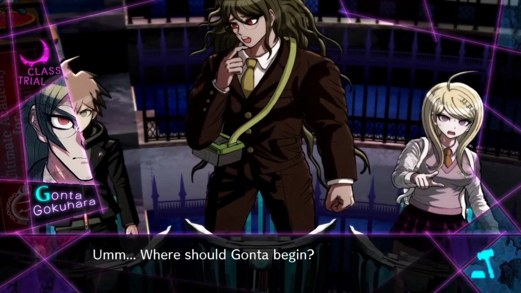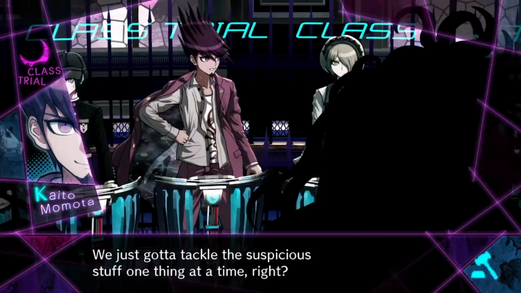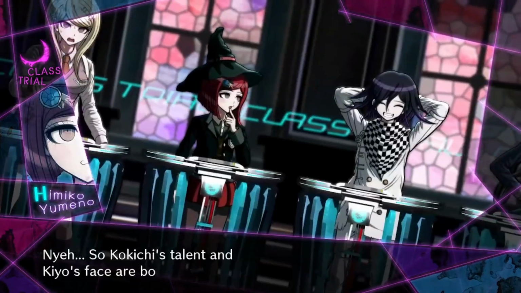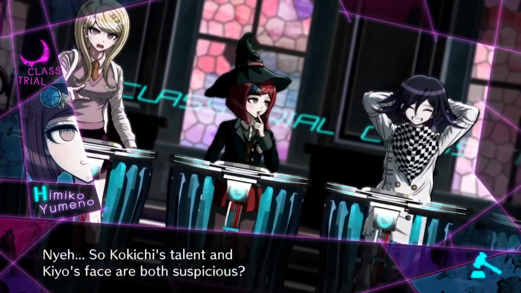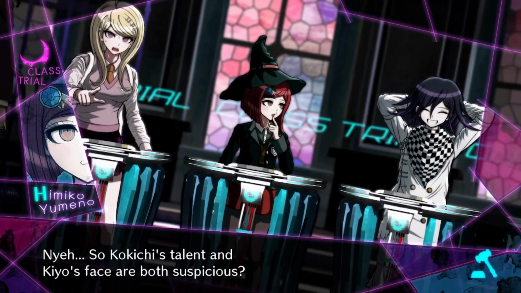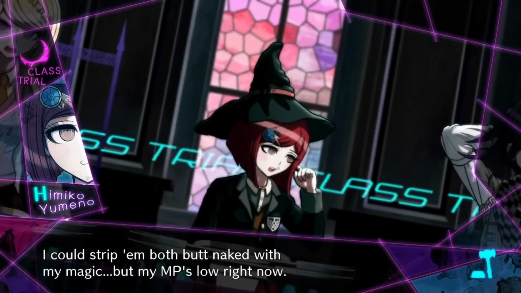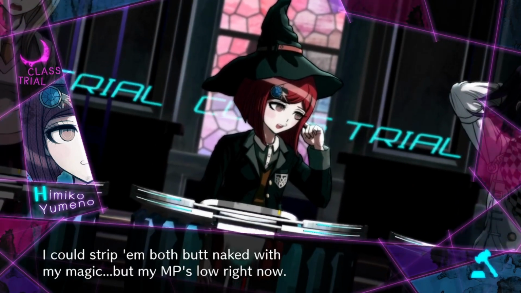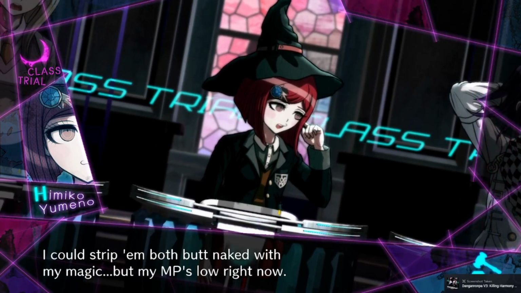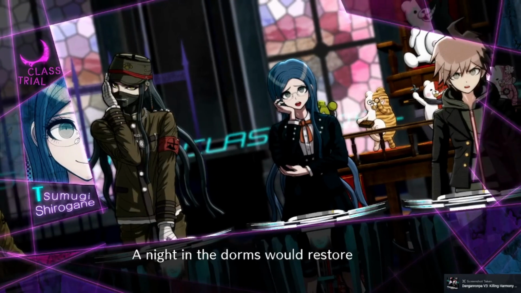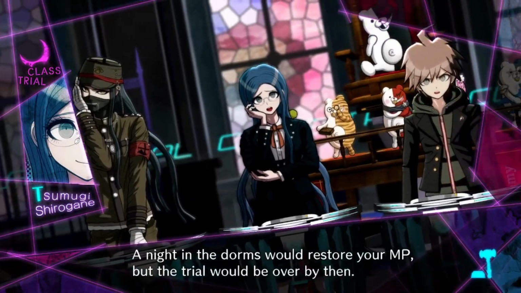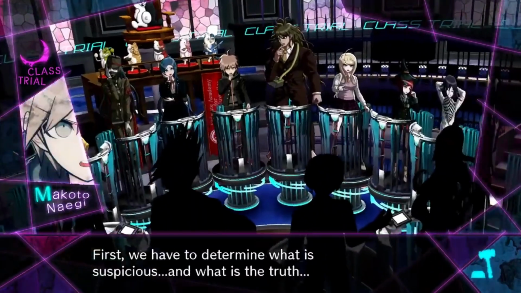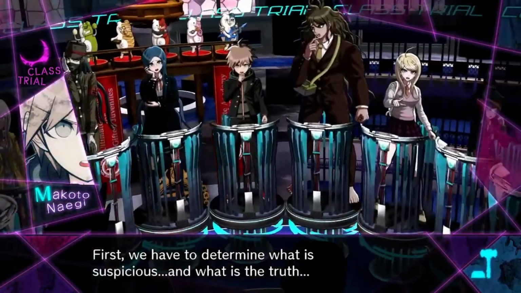Gosh, he is so much taller than everyone else. It's unreal. Just gotta tackle the suspicious stuff one thing at a time, right? So Kokichi's talent and Kyo's face are both suspicious. I could strip them both butt naked with my magic, but my MP's low right now. Thanks for the screenshot, Himiko. Alright, cool. Anyway. A night in the dorms would restore your MP, but the trial would be over by then. That's fair. First, we have to determine what is suspicious and what is the truth.